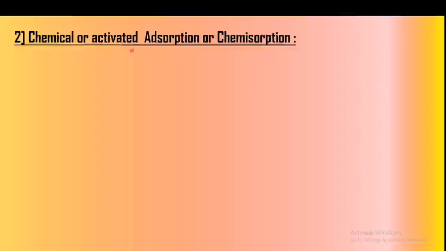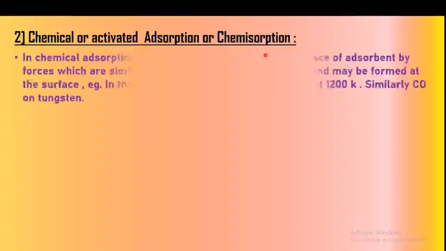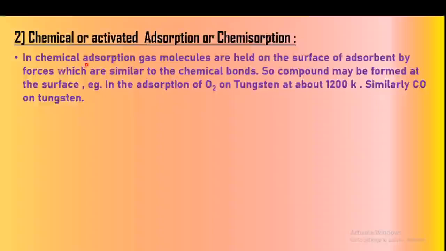The second is chemical or activated adsorption, also called chemisorption. So what is chemisorption? In chemical adsorption, the gas molecules are held on the surface of the adsorbent by forces which are similar to chemical bonds. Therefore, a compound may be formed at the surface. Means in chemisorption there is the formation of a chemical bond, and therefore a compound is formed at the surface.